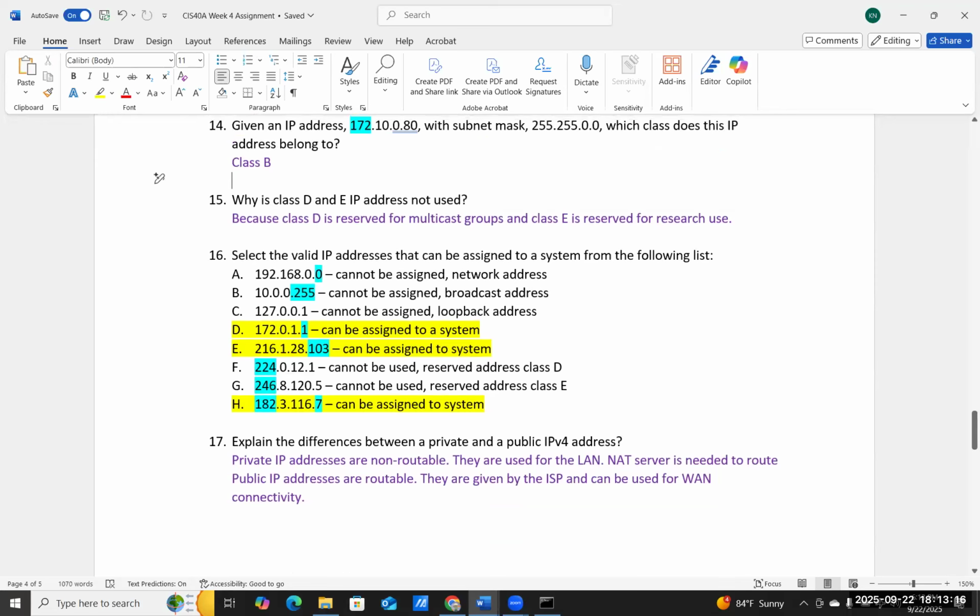B, again, we look at the last octet, 255. It cannot be assigned because it's a broadcast address. So for a broadcast address, 255. Network address 0. We don't use those for regular connecting system. 127.0.0.1, we just talked about this. We cannot give this to a system. It already uses this to see itself. So no, cannot be assigned. It's a loopback address.